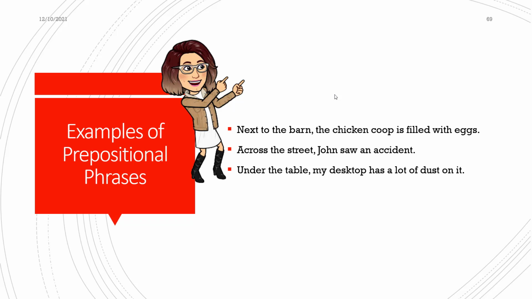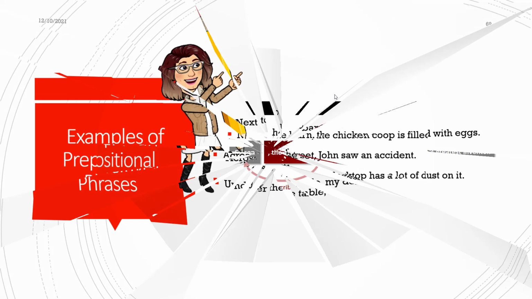Next to the barn. So here, prepositional phrases: when the prepositional phrase, which shows time and place, is at the beginning of a sentence, we use a comma. Next to the barn, comma, the chicken coop is filled with eggs. Across the street, comma, John saw an accident. Under the table, comma, my desktop has a lot of dust on it.